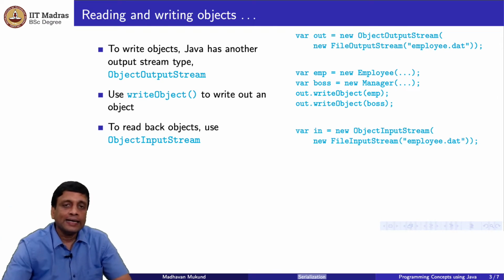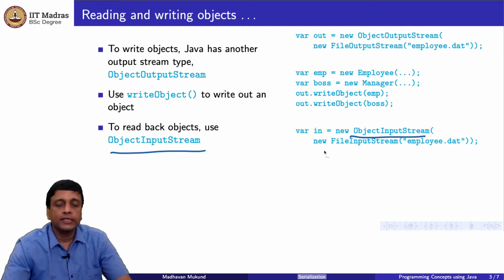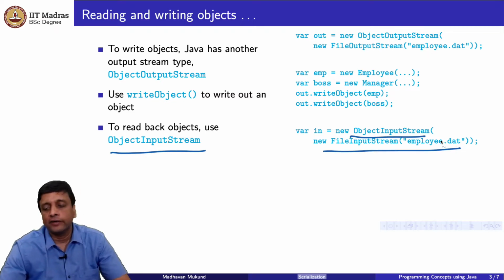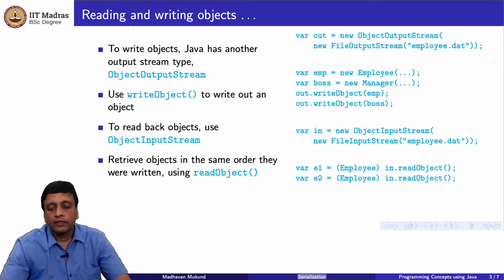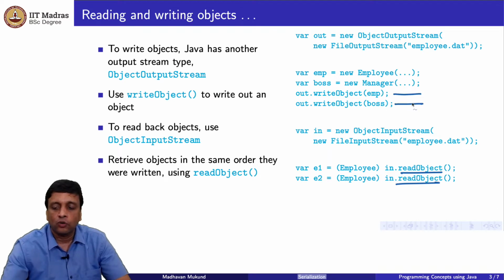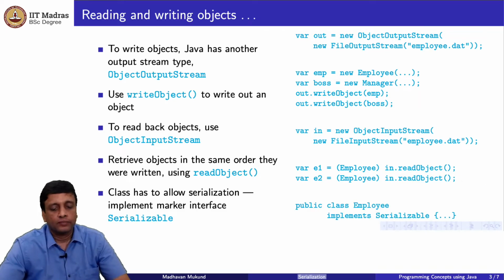So to symmetrically get it back, I have an object input stream. Again, I wrap an object input stream, say around a file input stream, so that I can read back objects which had been written into that file earlier by the object output stream. To retrieve these objects, I use readObject. Right? So readObject will retrieve them, and it's a sequential process. So if I wrote this and wrote this, then the first, E1, will correspond to the object emp and E2 will correspond to the object boss.